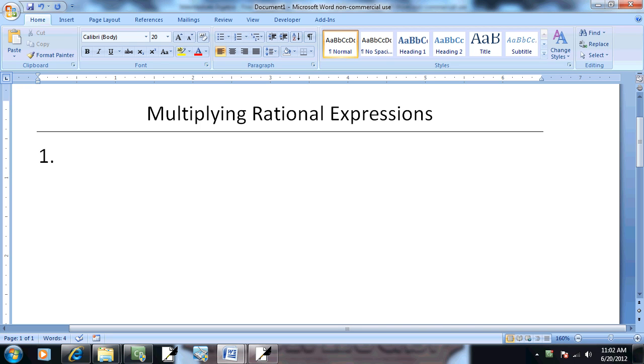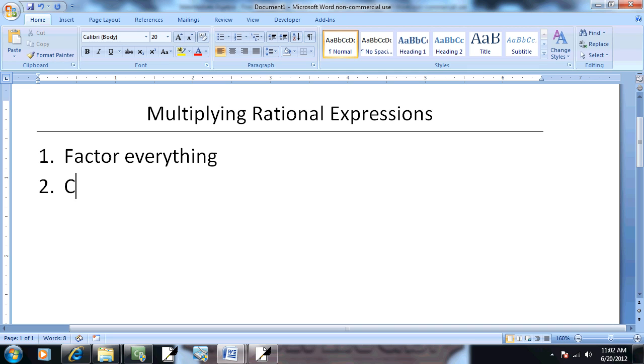Now, specifically, we'll have problems we can factor using any of our different methods that we've looked at for factoring. And what you're going to do is factor everything. So factor the numerators, denominators, factor everything.